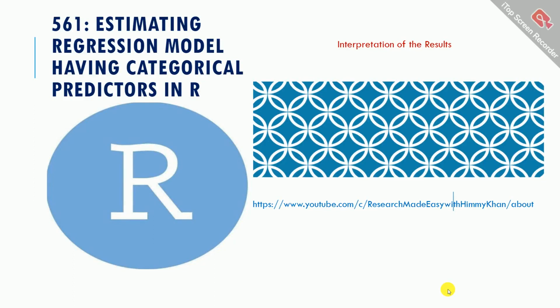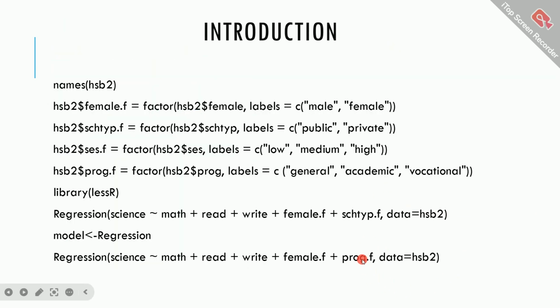In this video, I am going to estimate multiple linear regression models involving categorical predictors in R programming language. I am going to use a data set that is known as HSB2. HSB2 is known as a High School Beyond Survey, and it has a number of variables.